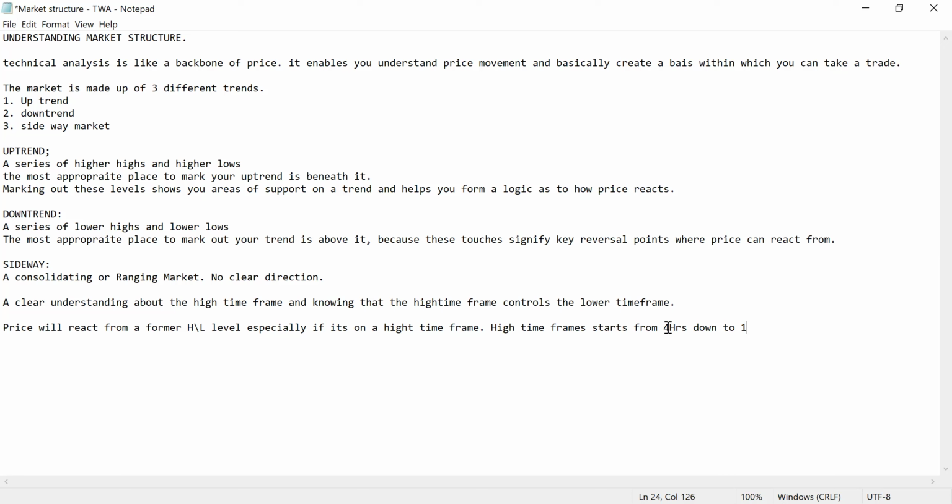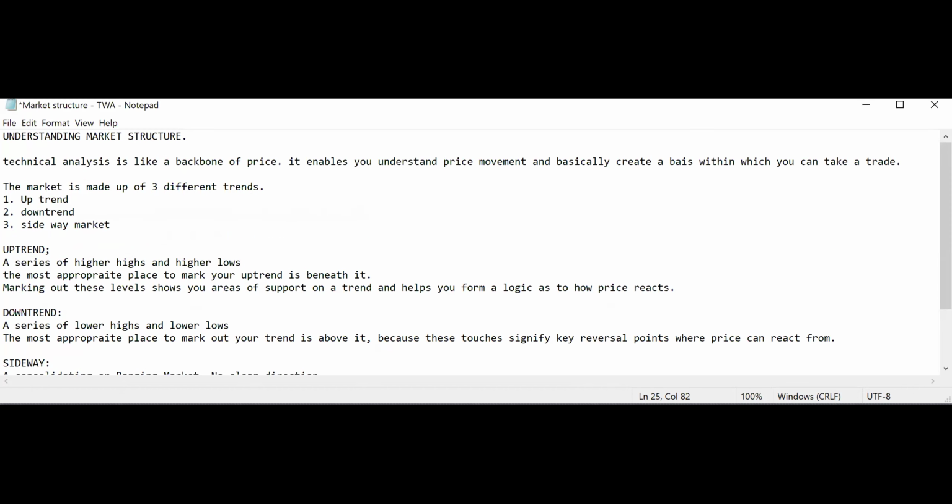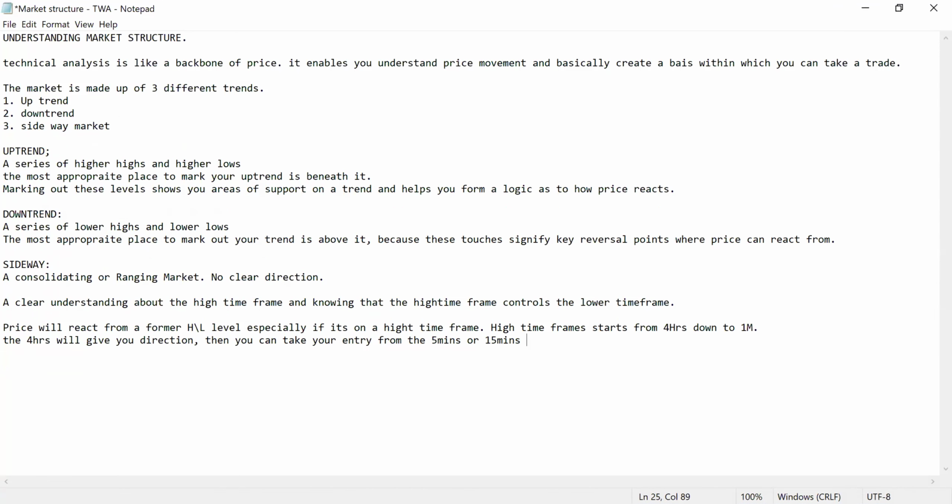Then you can take your entry from the 5 minutes or the 15 minutes time frame. So the 4 hours will give you direction. Then you can take your entry from the 5 minutes or 15 minutes time frame, depending where you see your trade. Okay, you can do that.